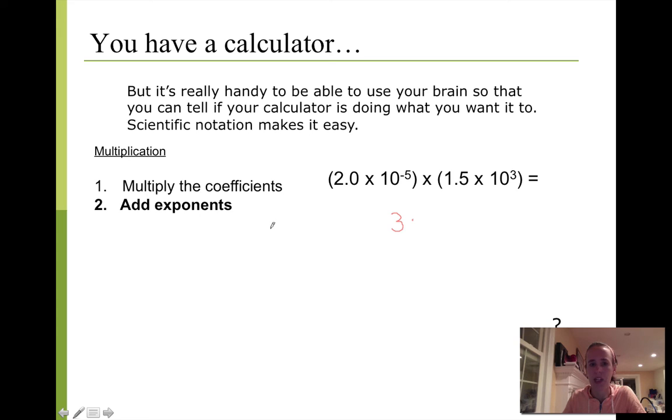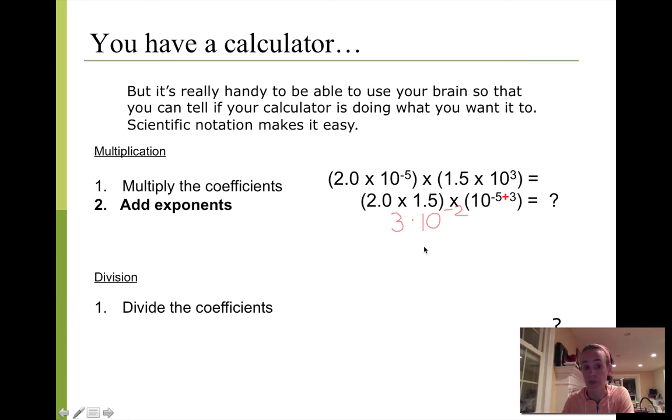And then you're going to add the exponents in the powers of 10. So you're going to have that power of 10 in the answer. And the exponent should be -5 plus 3, which is -2, right? So it's as simple as that.